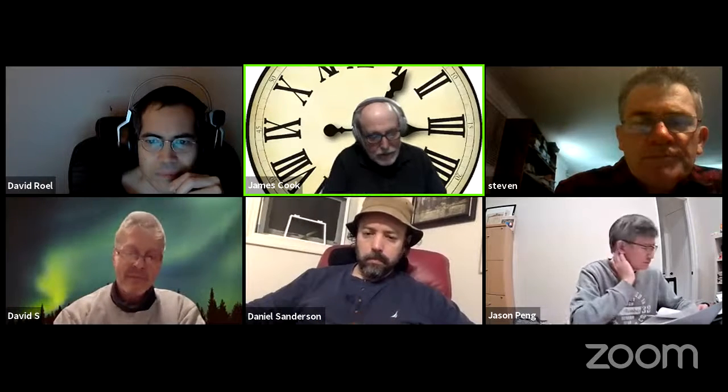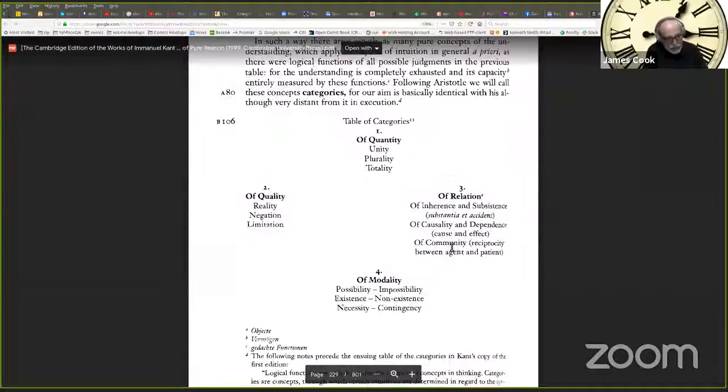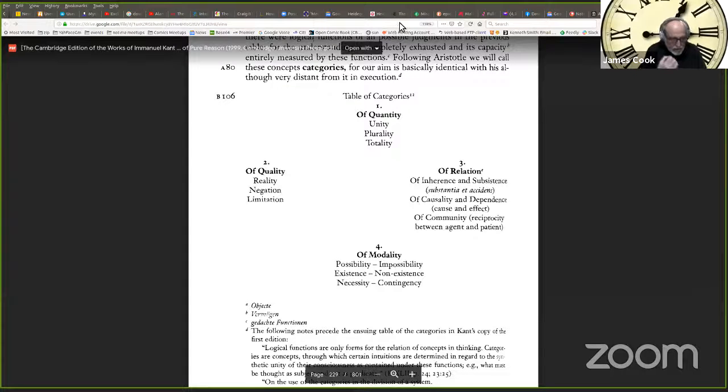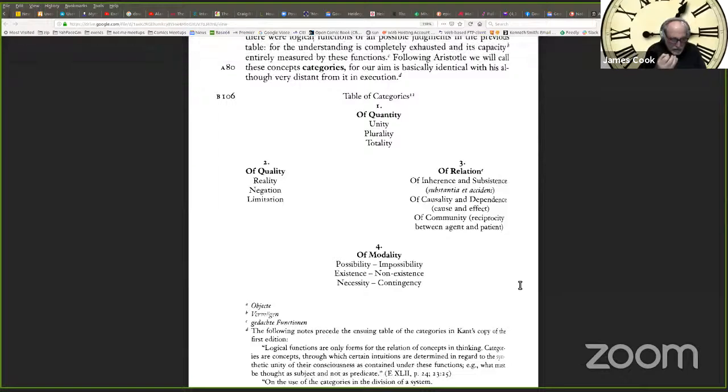But then in the categories, I don't know what the definitions of these would be, except that they're a little bit similar. There's the quantity and the quality again. The quantity are unity, plurality, and allness. This is on page B106. And then quality: reality, negation, and limitation. And then thirdly, on relation, that's where it seems to go nuts. It's substantia and accidens, which is inherence and subsistence. And then cause and effect, causality and dependence, in other words.